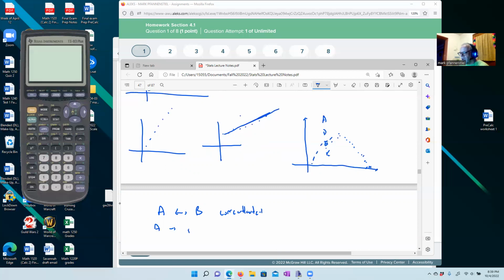Did A cause B? If I put more fertilizer on my tomatoes and I get bigger tomatoes, did putting more fertilizer on the tomatoes cause me to have bigger tomatoes? Probably. Did having bigger tomatoes cause me to put more fertilizer on them? Doubtful. So it's hard to tell sometimes if A came before B and thus caused it, or B came before A and thus caused it. So you want to be really careful.